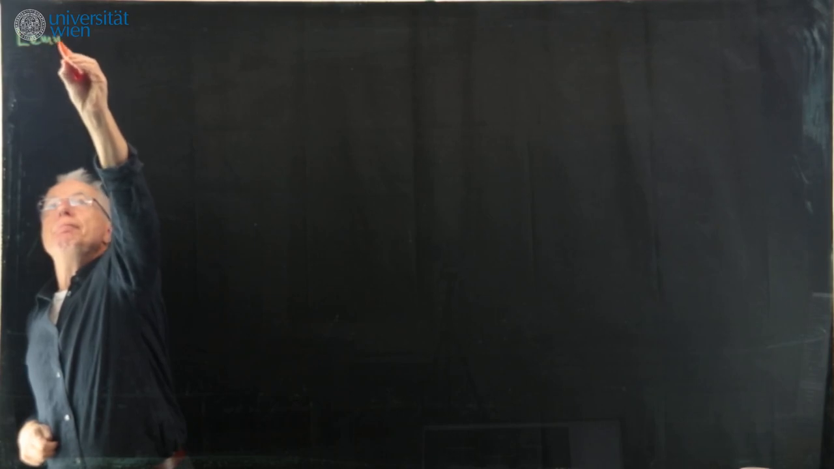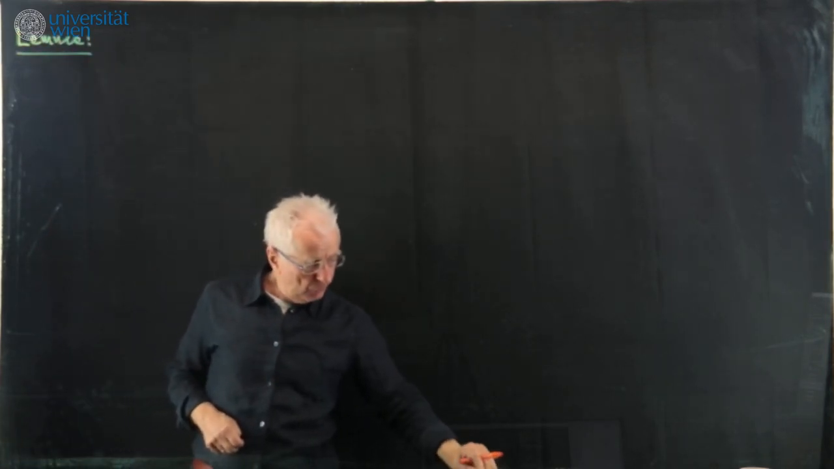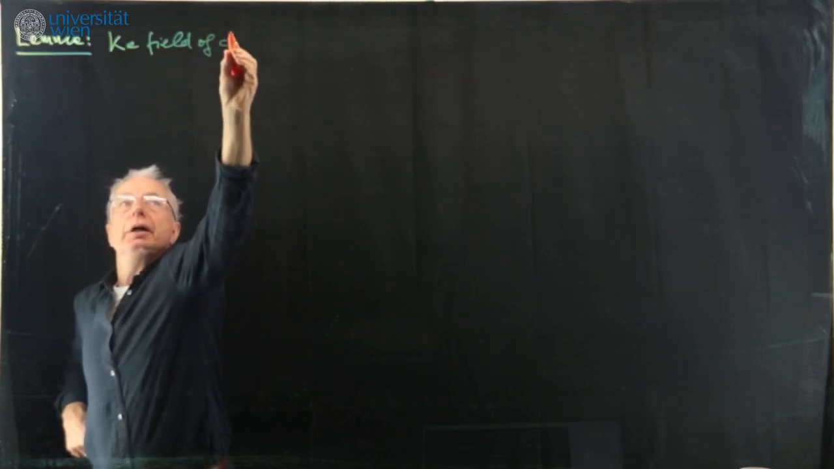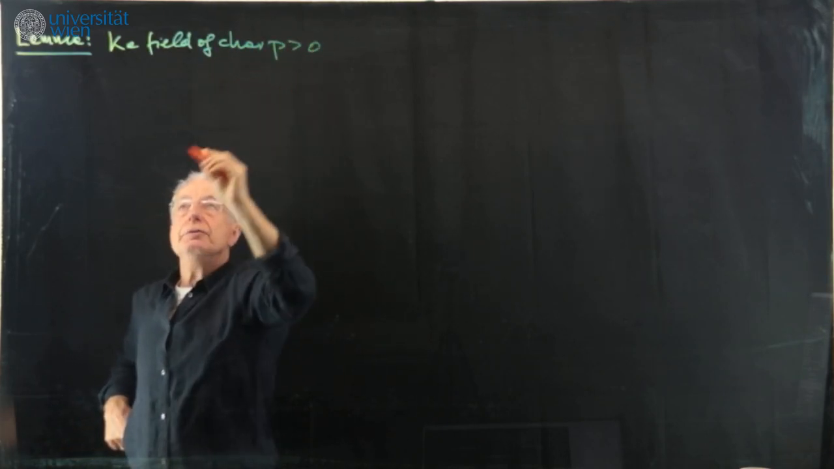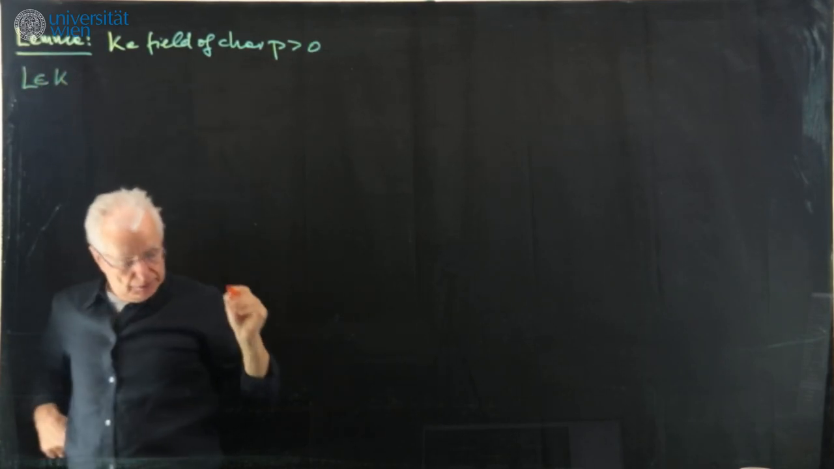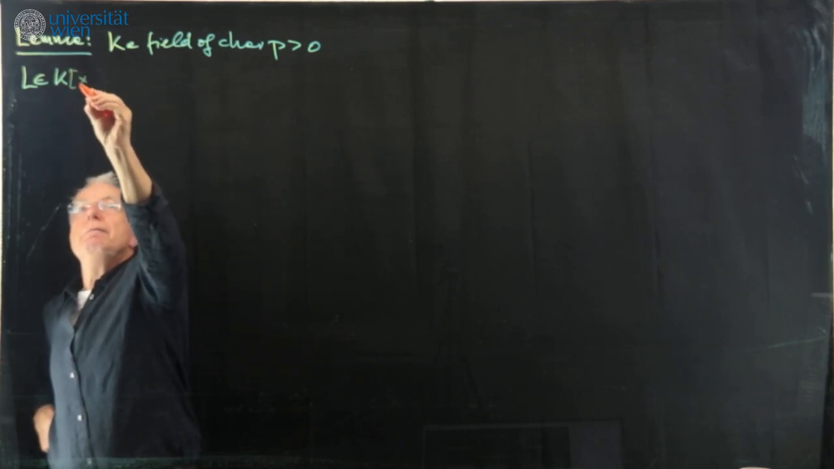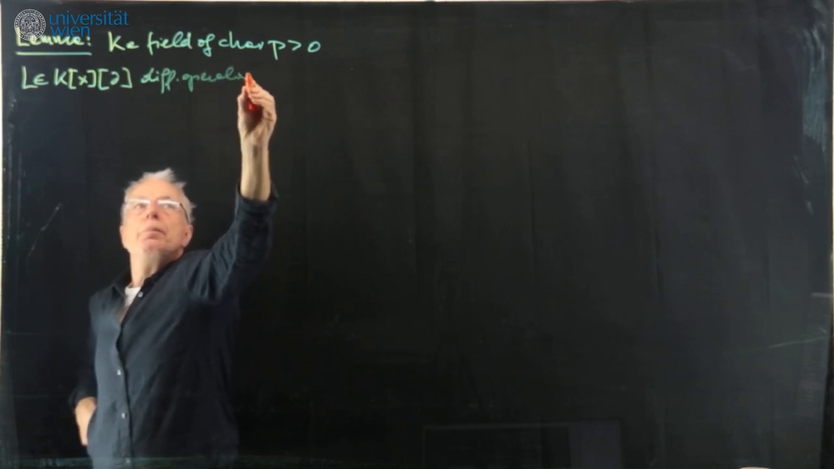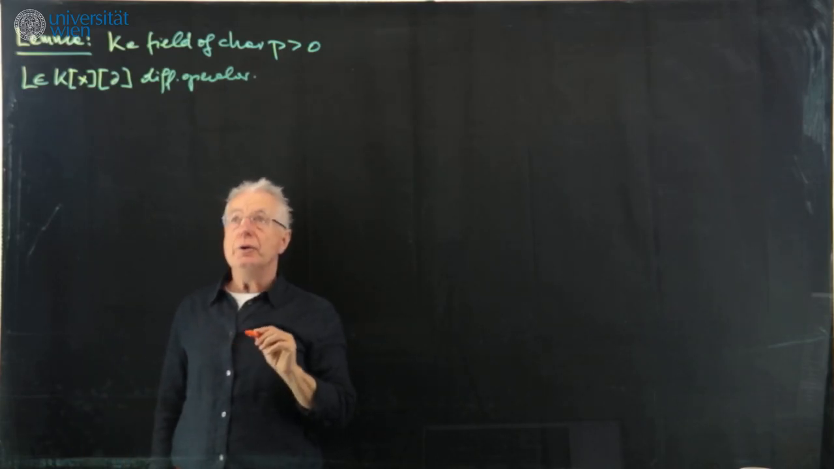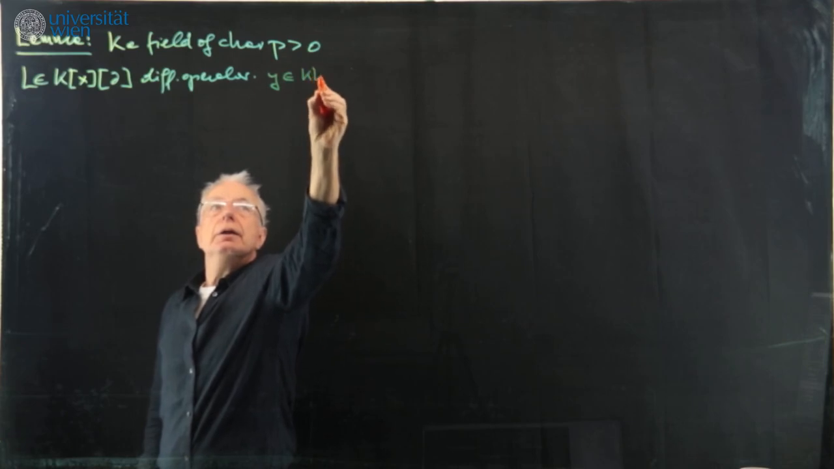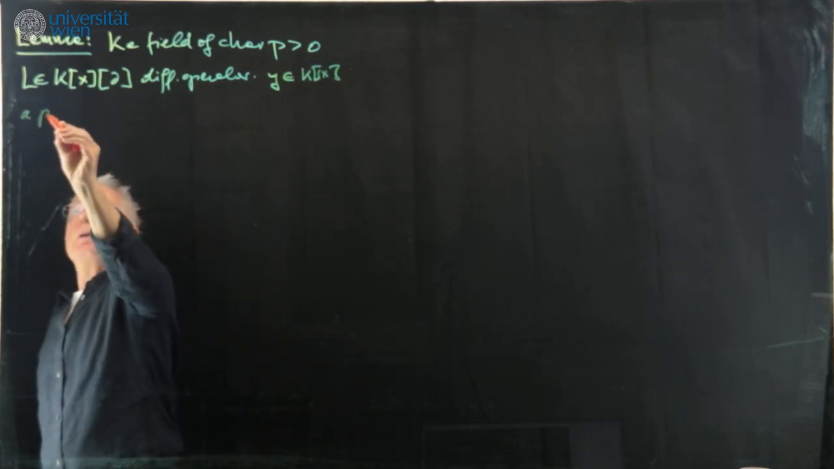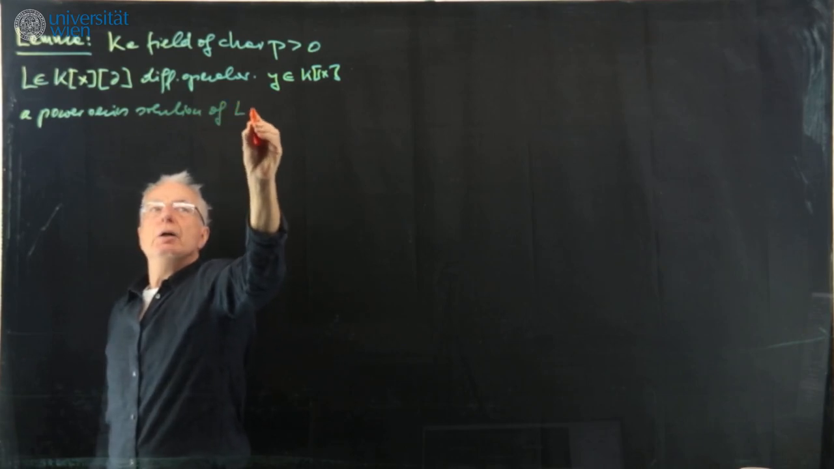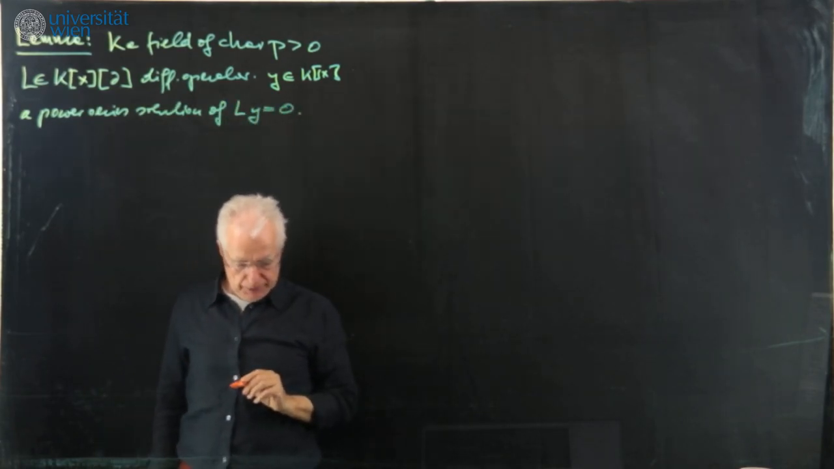So let me now formulate this statement and prove it, and then we will have a break. So, lemma. It says the following: K a field of characteristic P positive, L, I think I directly take polynomial coefficients, a differential operator. And now we assume that we already have a power series solution y in K[[x]], a power series solution of Ly equals 0.